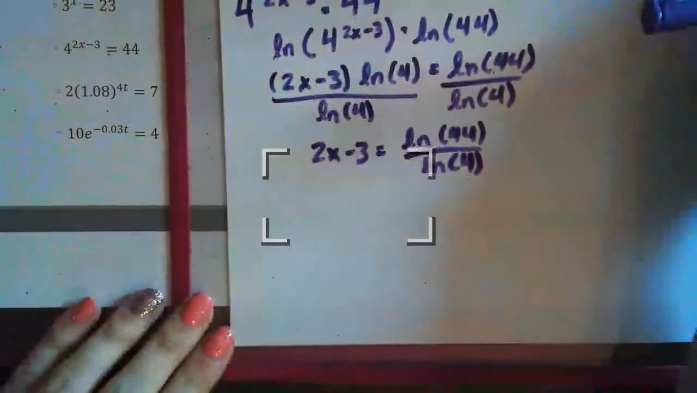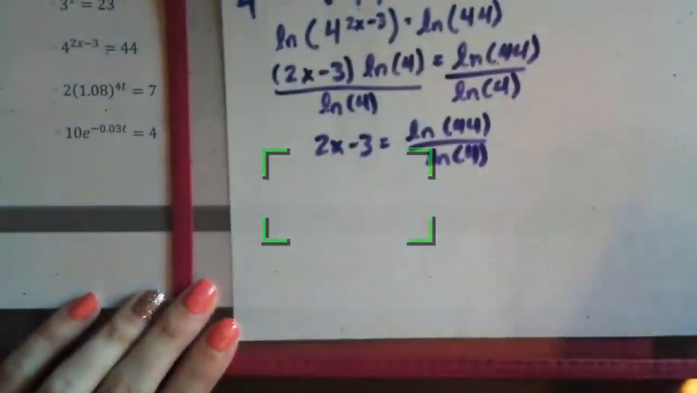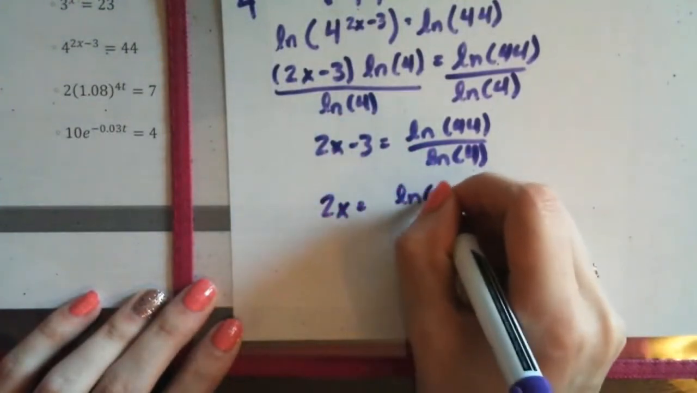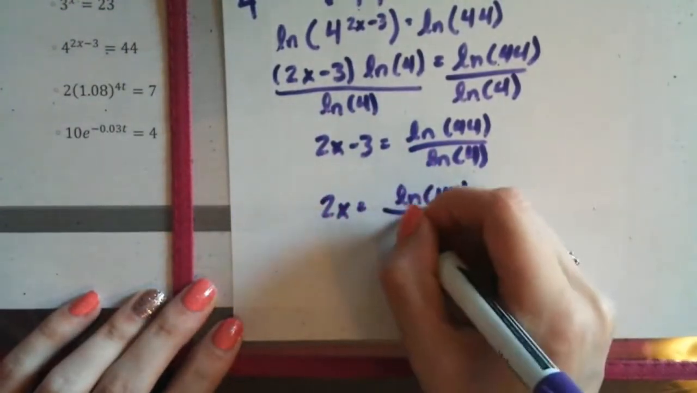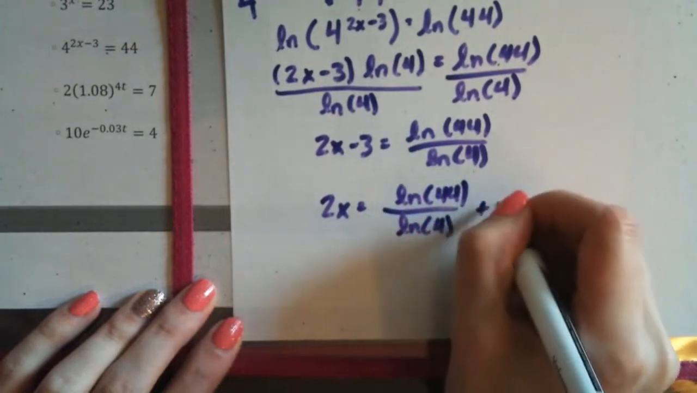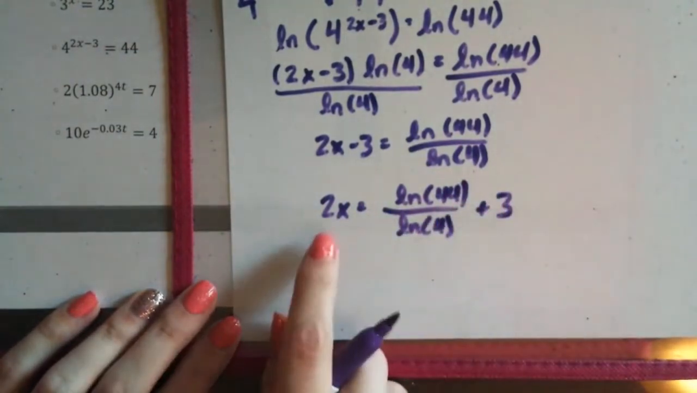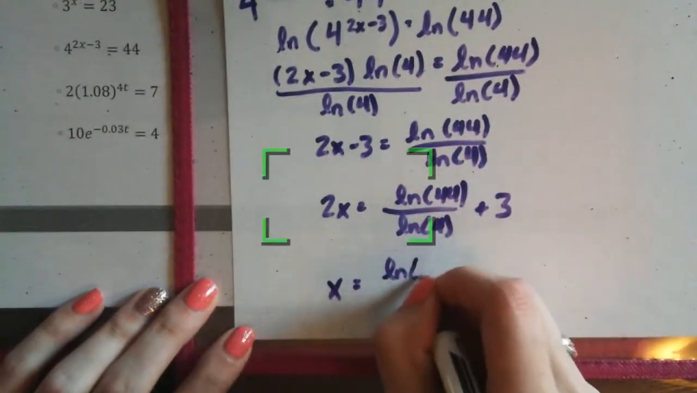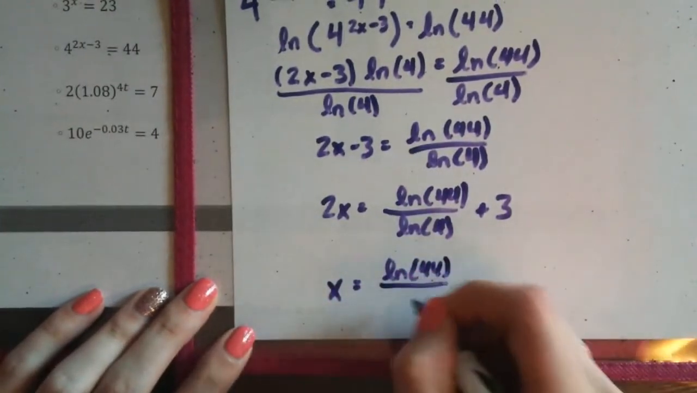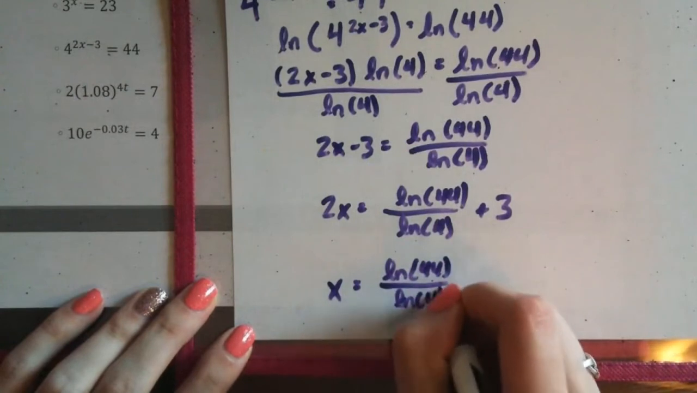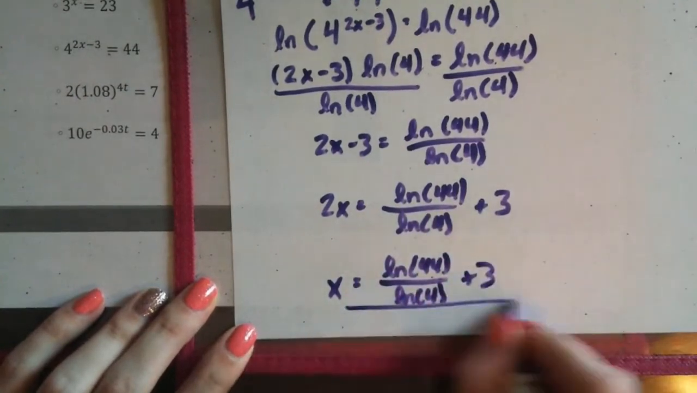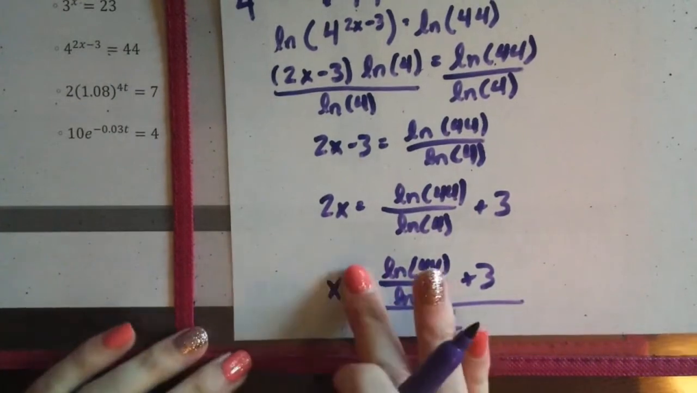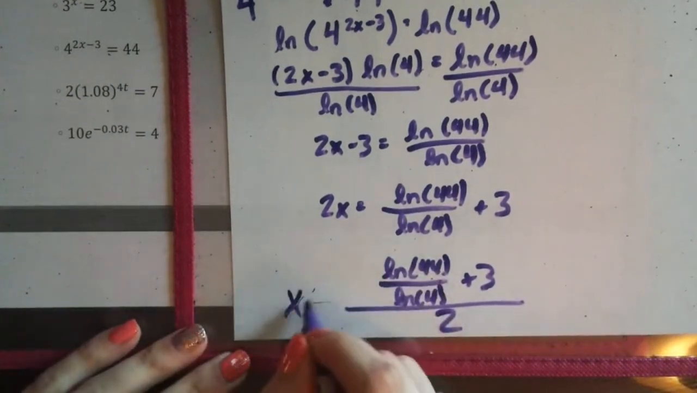Remember, I'm still solving for x, so I'm going to add 3 to both sides, so that 2x is equal to the natural log of 44 divided by the natural log of 4 plus 3. And then I'm solving for x, so I need to divide by 2. x is equal to the natural log of 44 over the natural log of 4 plus 3, all divided by 2. And that doesn't even look right. I'm going to put my x equals all the way up front.